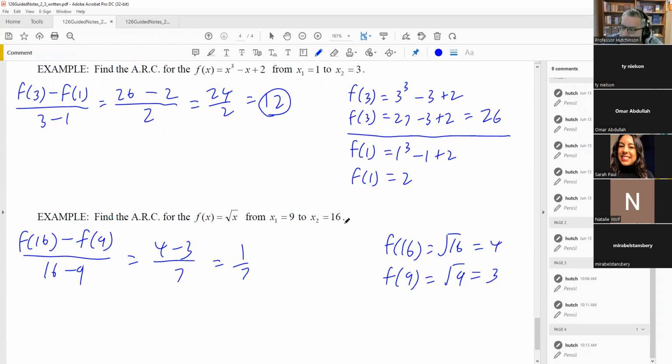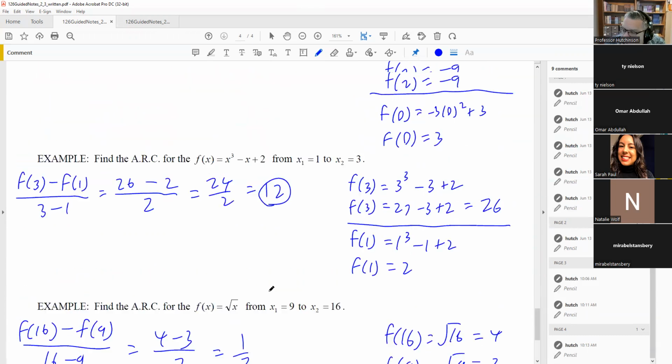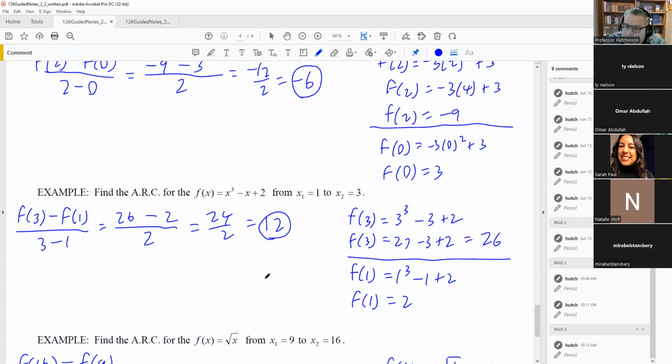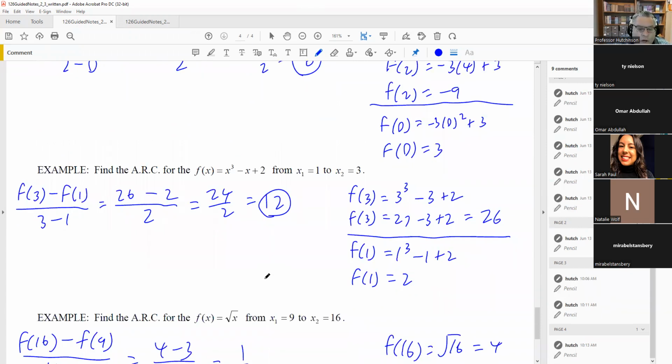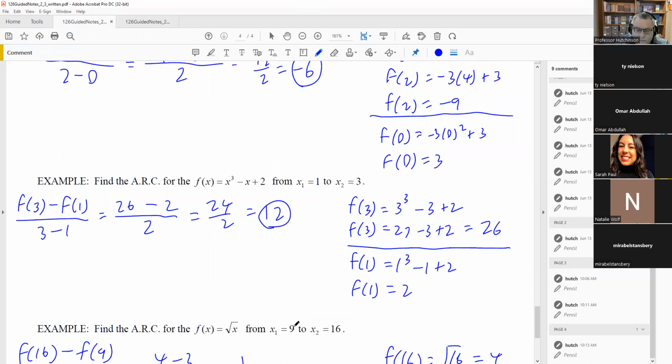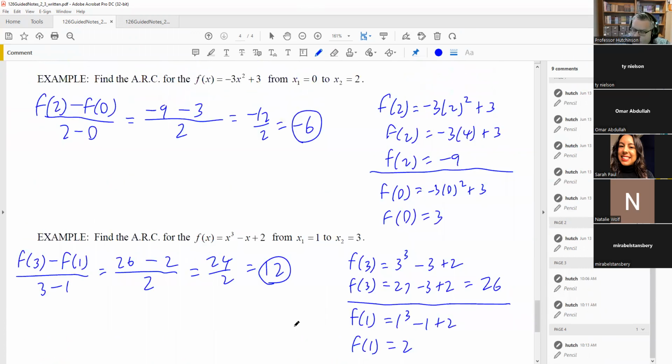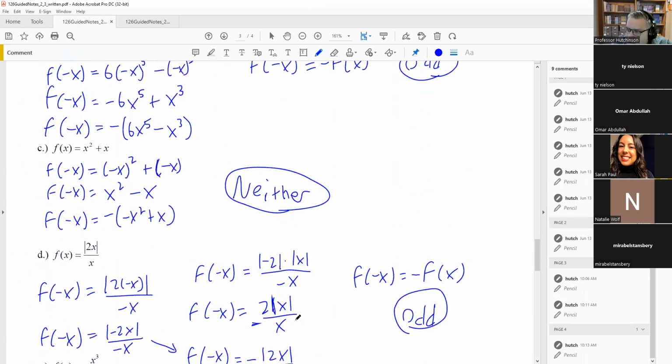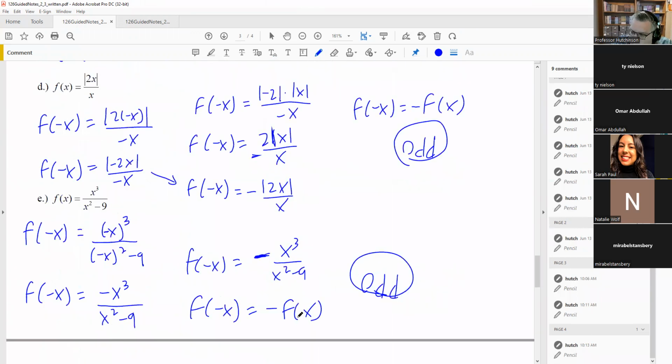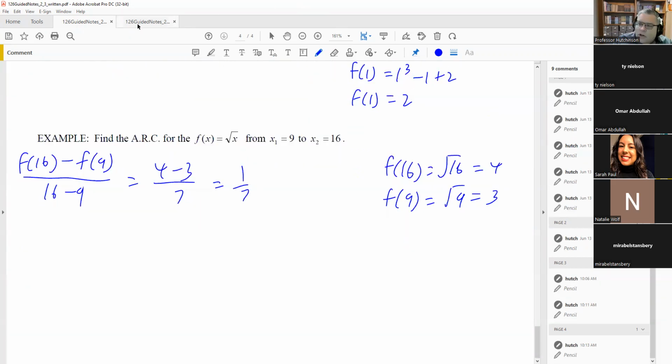Okay, so next we're going to go on to the next section. Before we do, does anybody out there have a question on what we've done so far? We did average rate of change, and we also did even, odd, and neither. Does anybody have any questions on that first? Questions on that? All right, doesn't sound like it. If you think of something, you can ask it at the end here.